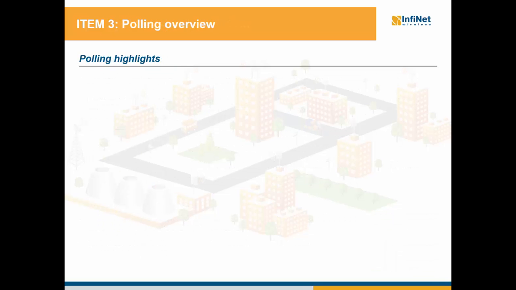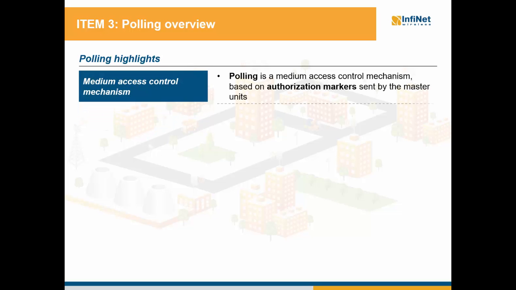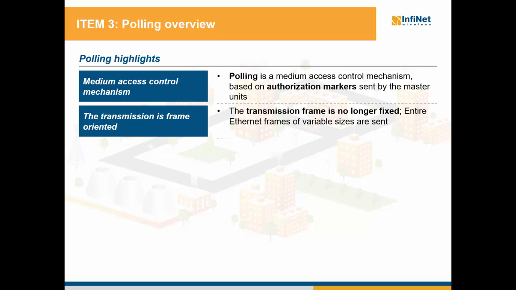Now we need to have an overview also on the polling software version, which is running by default. In general, polling is also a medium access control mechanism that is based on the transmission of the authorization markers, which are sent by the master unit to the slave units. There are some highlights that should be kept in mind for polling, like the following. The transmission frame is no longer fixed. So here we discuss a completely dynamic and adaptive system. Polling sends the entire Ethernet frame of a variable size.